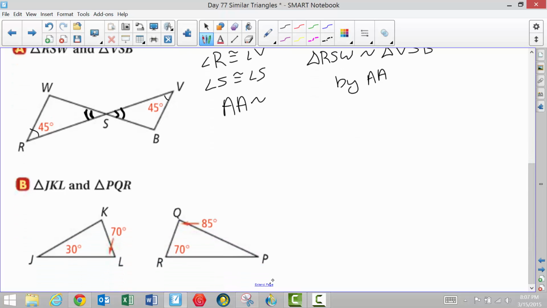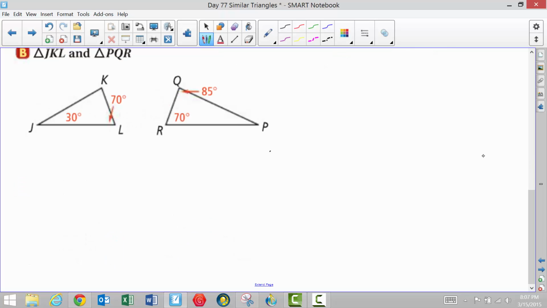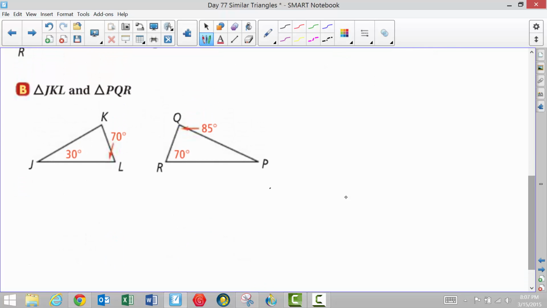Down here, I have two triangles. Let's see if they're going to be similar. Notice that I don't have side ratios. I don't need side ratios to determine if triangles are similar now. I can use these shortcuts: angle-angle, side-angle-side, or side-side-side. So there are 180 degrees in a triangle. Angle K is 80 degrees because 30 and 70 is 100, and 180 minus 100 is 80.